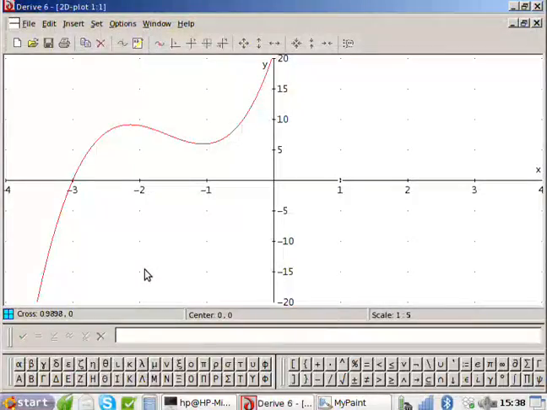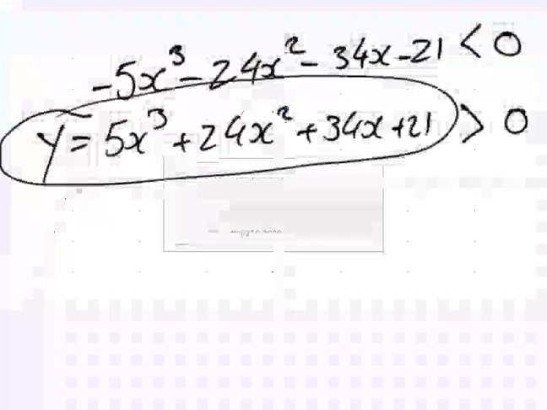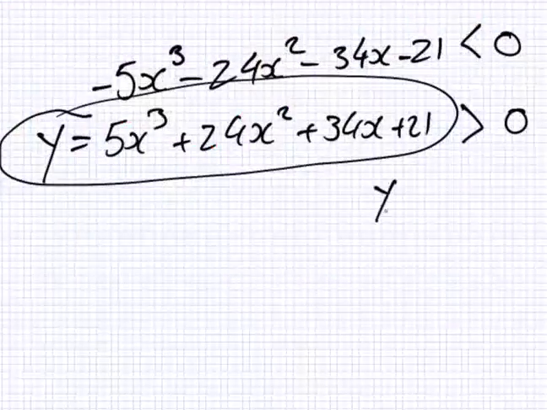No, we won't do that. Let's suppose x equals minus 1. If you put x equals minus 1 and you get a positive y value, you must have the blue graph. And if you get a negative y value, you must have the red graph.